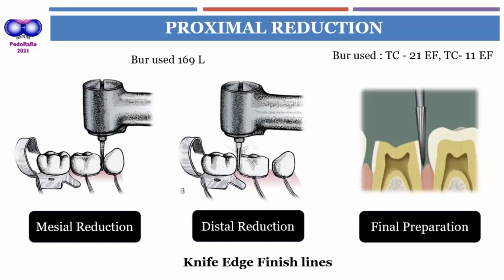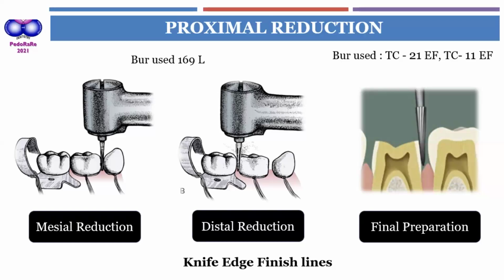Whenever you're preparing for a stainless steel crown, you don't have to worry, because you don't require any kind of chamfer or any kind of preparation. Margins are simple. You give knife edge finish lines, take a TC21 or EF or TC11 EF, and just make sure that you remove all the overhanging enamel which is there, and that's it. Then your preparation is done.